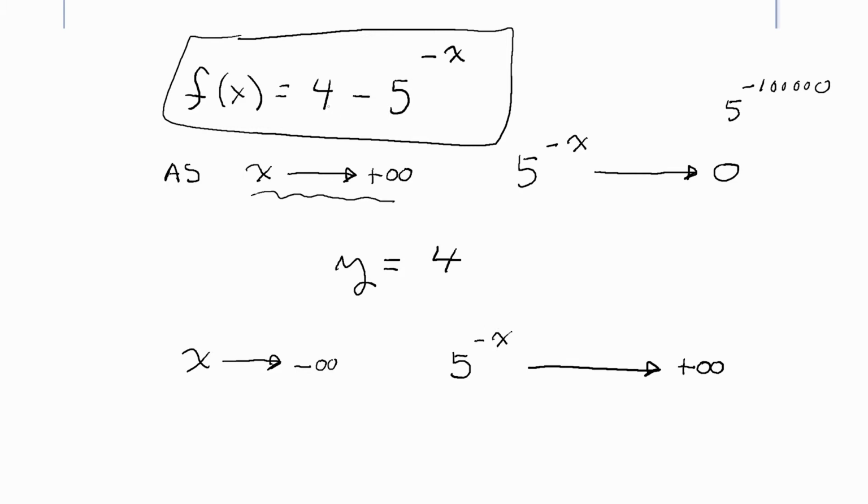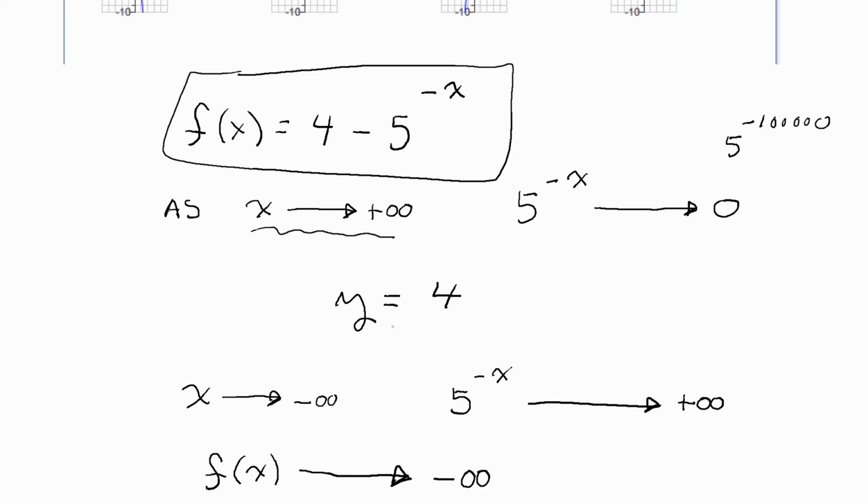But now look, the function, so that f of x, what's happening there? Well, it's equal to 4 minus this extremely large positive number. So this is actually tending to negative infinity. Okay? So this is the type of analysis that you have to think about when you're doing these questions.